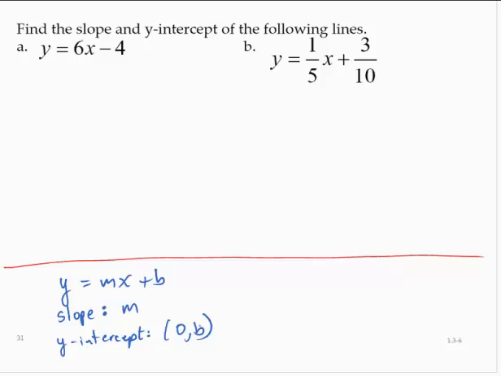So for our first example here, example A, the slope of the line is 6. The y-intercept of the line is the ordered pair (0, -4).